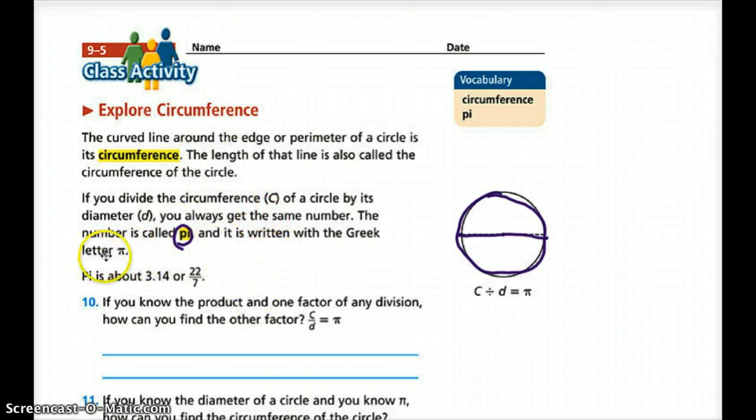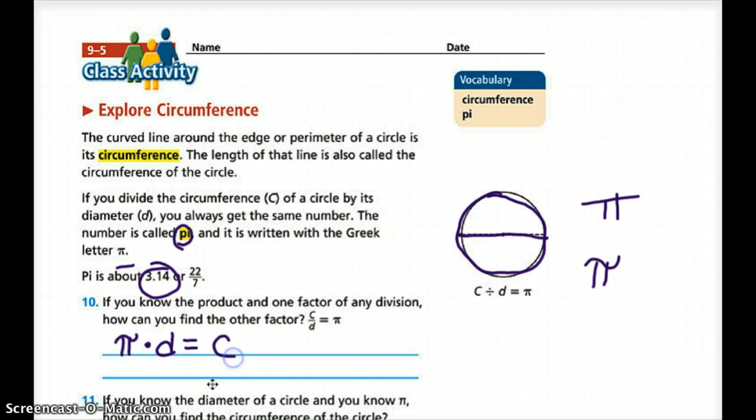Okay, so it's written with the Greek letter, which looks like this. So if you just draw 2 lines with a line over the top, or sometimes you'll see it like that, that means pi. Pi is equal to 3.14, or 22 divided by 7. So if you know the product and one factor of any division, how can you find the other factor? So if you know c divided by d equals pi, you also know that pi times diameter equals circumference.